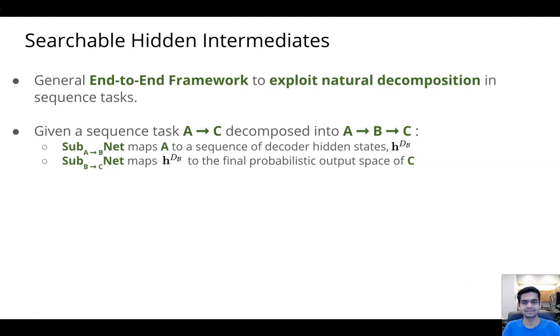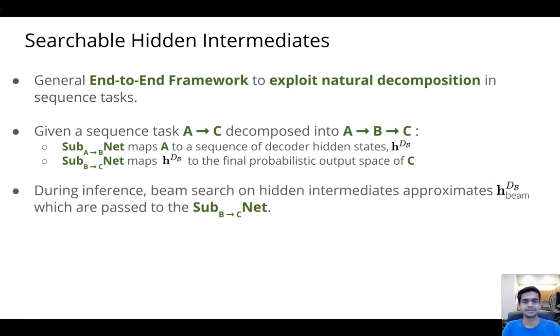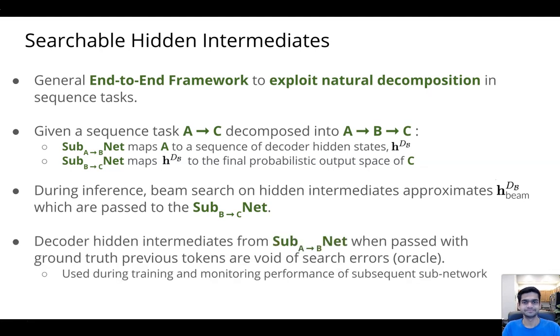During inference, we find the best approximation of the hidden intermediates using beam search and pass it to the subsequent subnet B to C. When the decoder from the subnet A to B is passed with ground truth previous tokens, the hidden intermediates are void of search errors. These oracle hidden intermediates are used during training and for monitoring performance of the subsequent subnetwork.